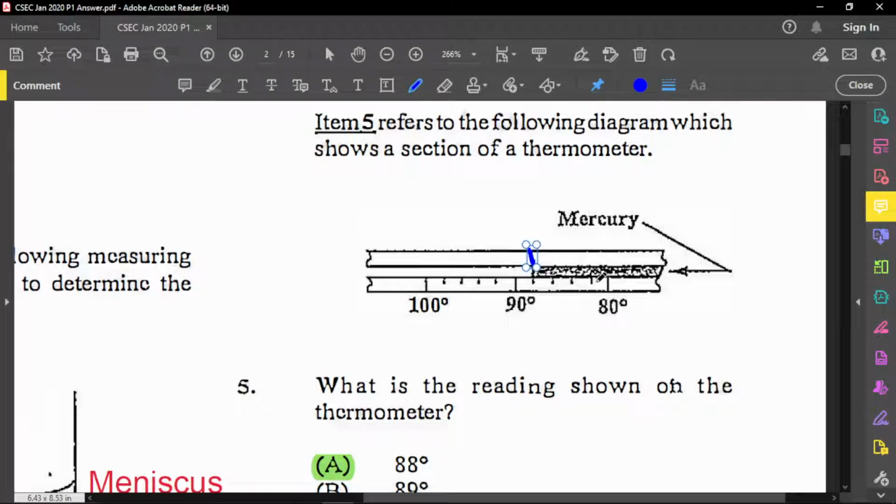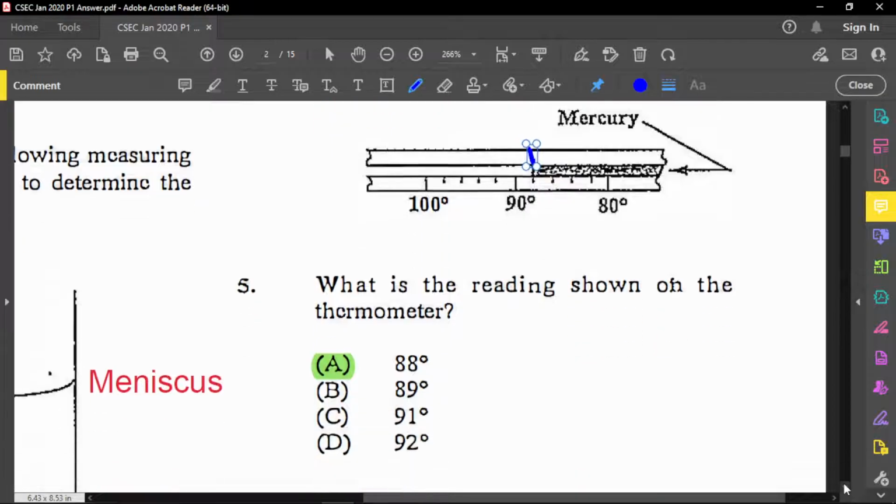If you notice, they have 1, 2, 3, 4, 5. And so if you divide 10, which is from 80 to 90, so if you divide 10 by 5, you get 2. So each line represents 2 degrees. All right. And so this is definitely 88 degrees Celsius, if it's a Celsius scale. But that's 88 degrees.